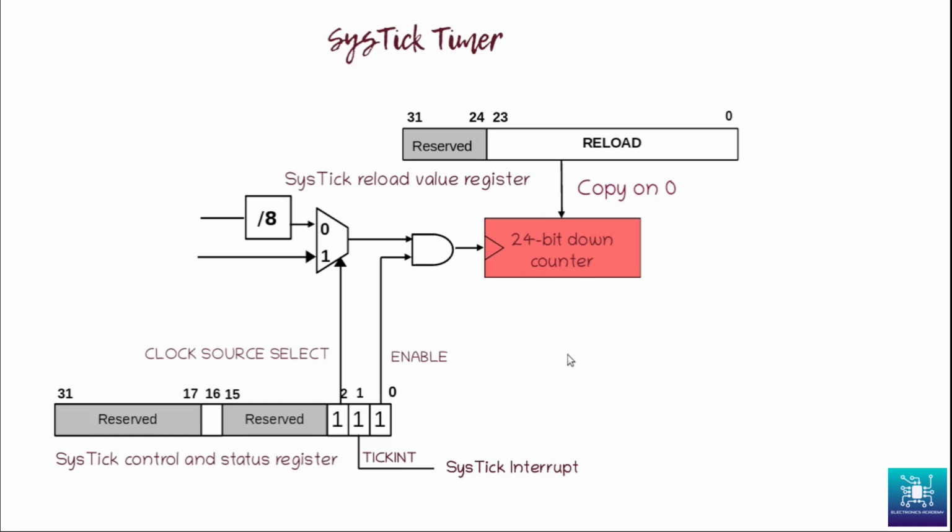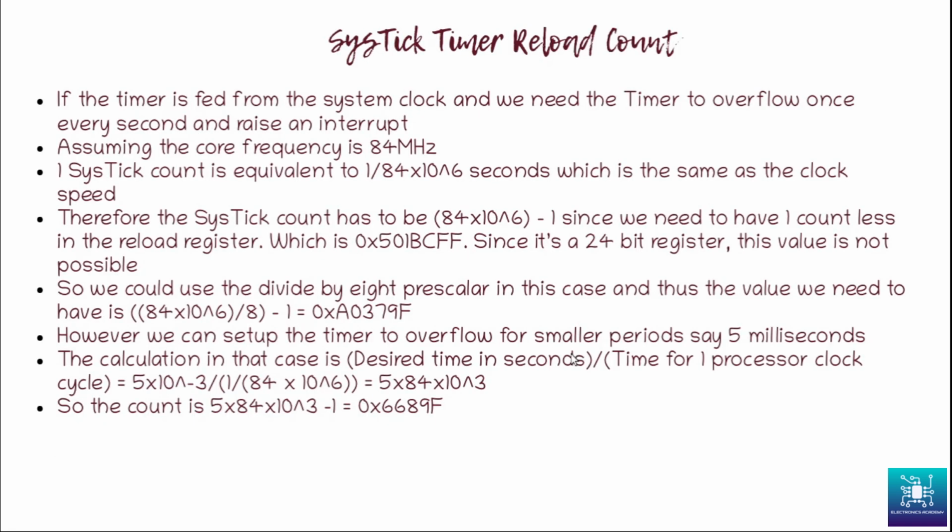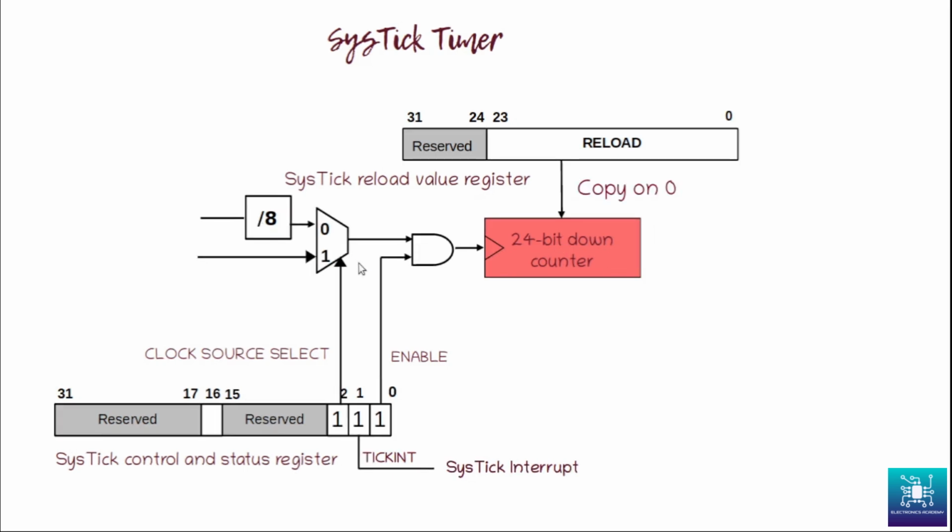So we will see the calculation here in this slide. Whatever we spoke about: if the timer is fed from the system clock and we need the timer to overflow once every second and raise an interrupt, assuming the core frequency is 84 megahertz as we discussed, now one Systick count is equivalent to 1 over 84 into 10 to the power of 6 seconds, which is the same as the clock speed of the controller. So we have selected this value 1 here. So the clock source select is 1 here.